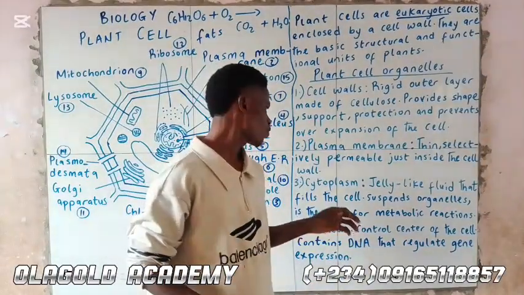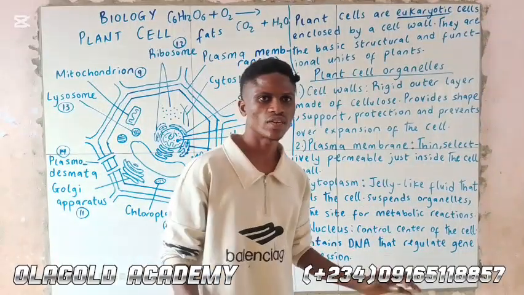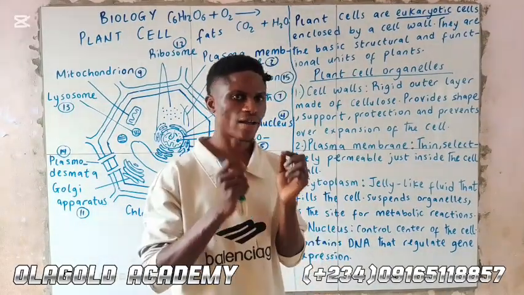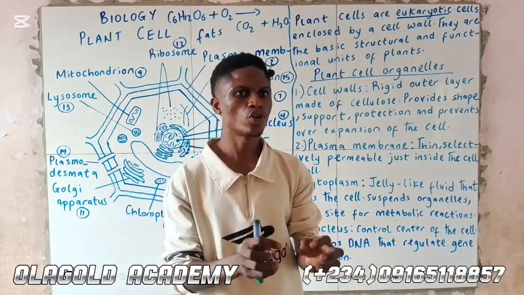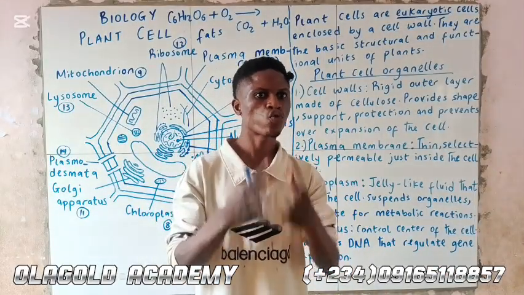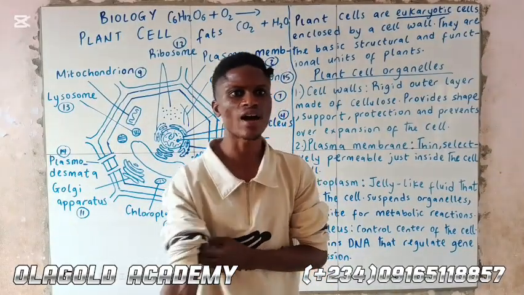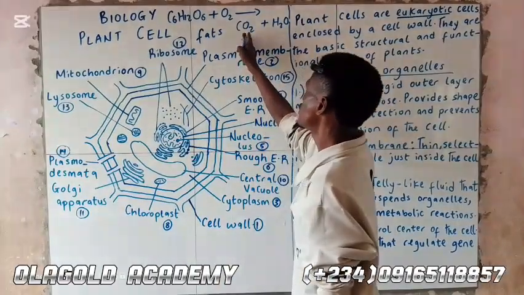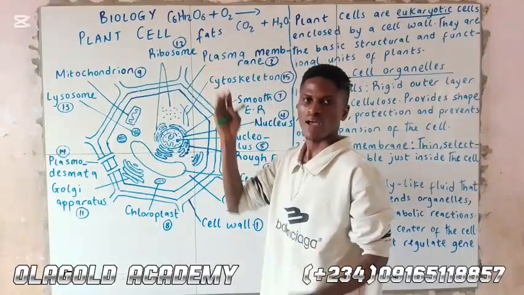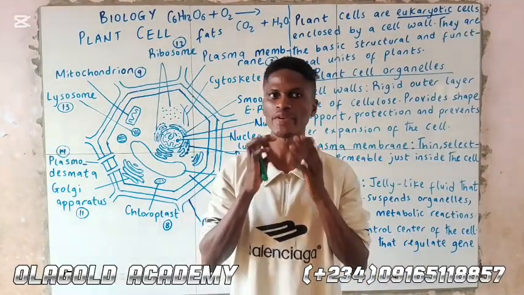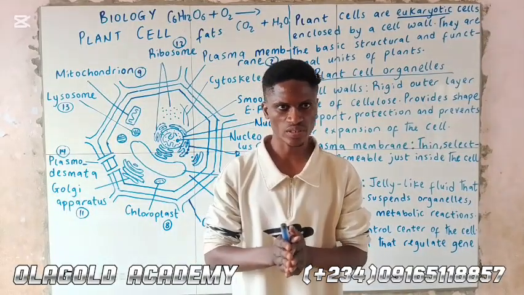Alright, next one we are having is anabolism. An example of anabolism is when we have smaller molecules combining to form bigger molecules. An example is when we have carbon dioxide and water forming glucose. Another example is when we have amino acids combining to form proteins.